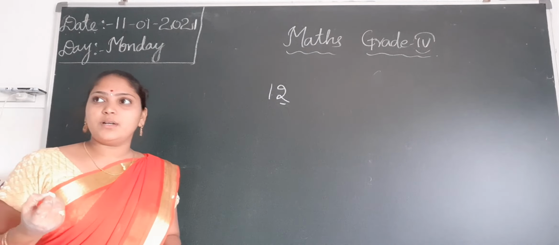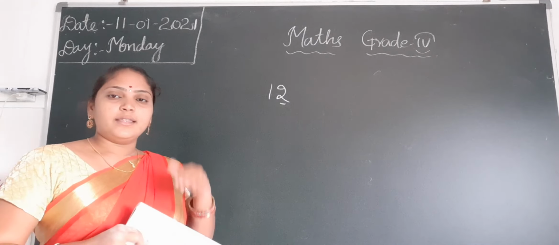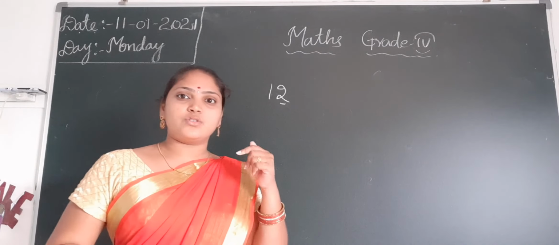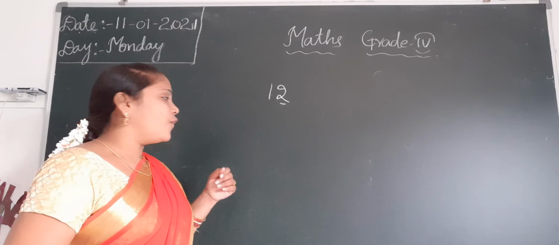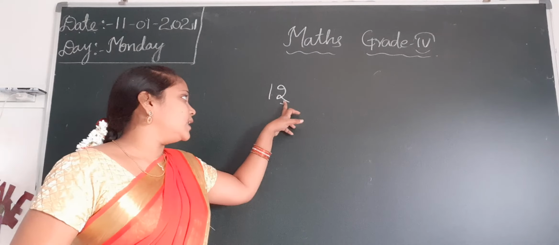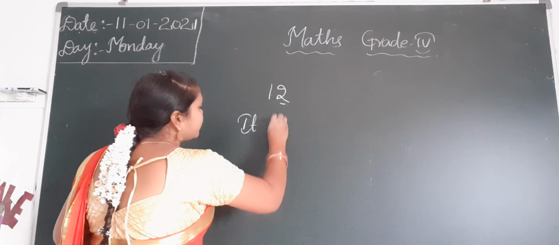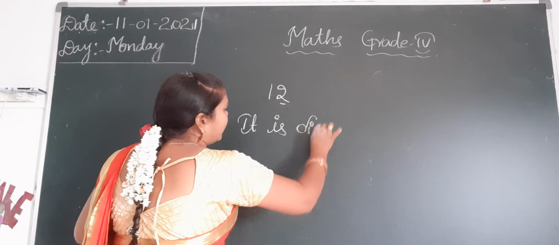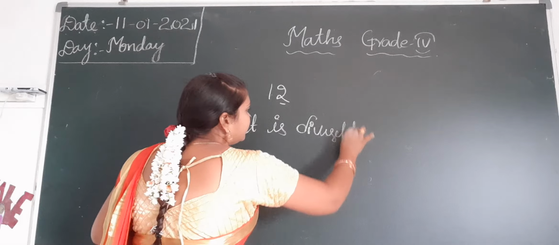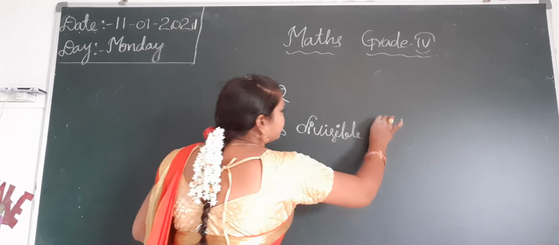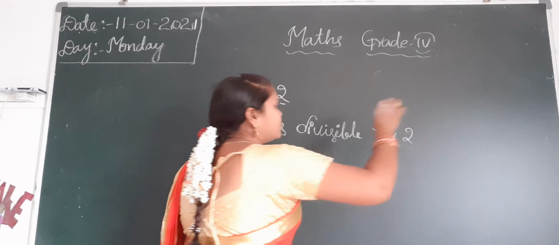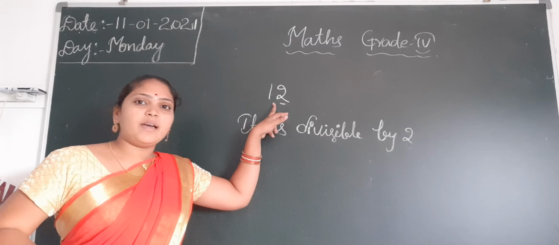What is the divisibility rule of 2, children? The numbers that end with 0, 2, 4, 6, 8. It is ending with 2, so you have to write it is divisible by 2. Now let us check, children, is it divisible by 5?